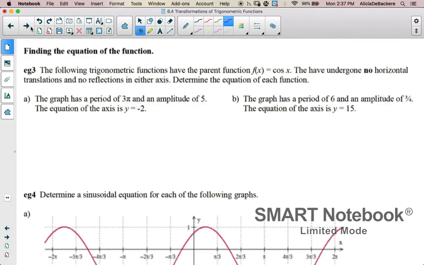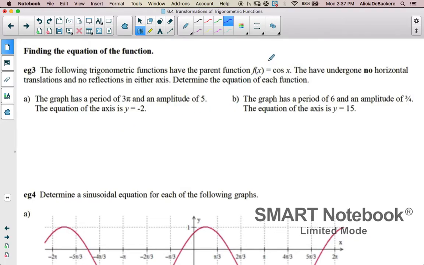All right, example 3, finding the equation of the function. So this is just going backwards from what we've already done. In our first example here, they're giving us the characteristics or the properties, and we have to find the equation. So our job is to determine the equation.